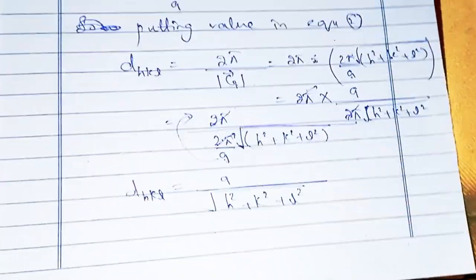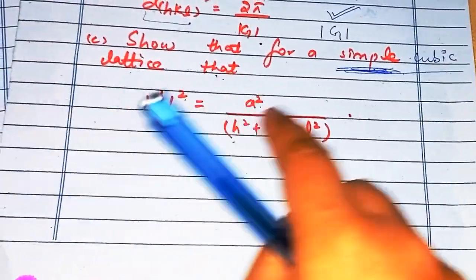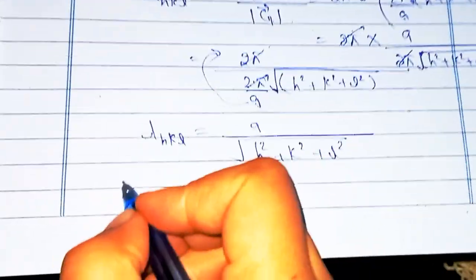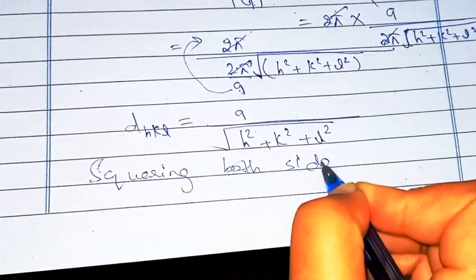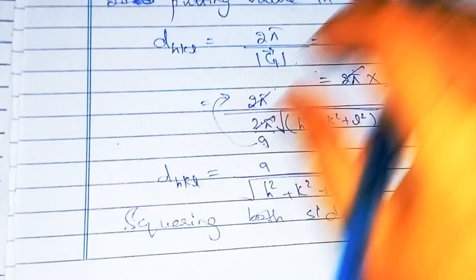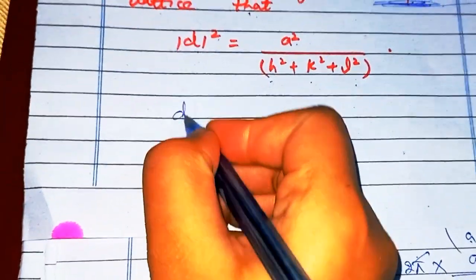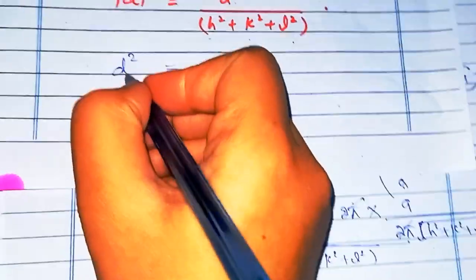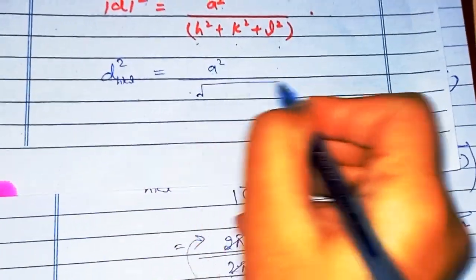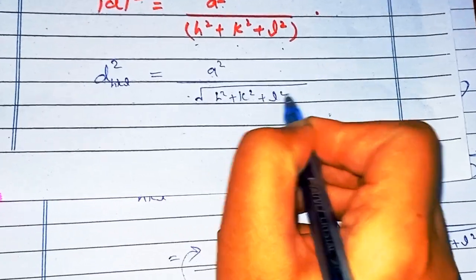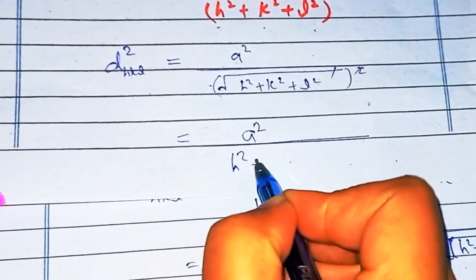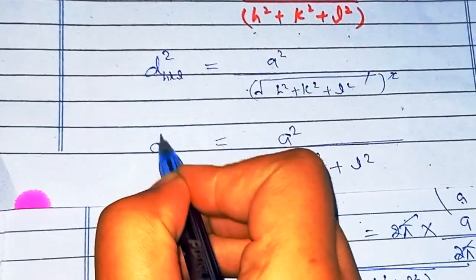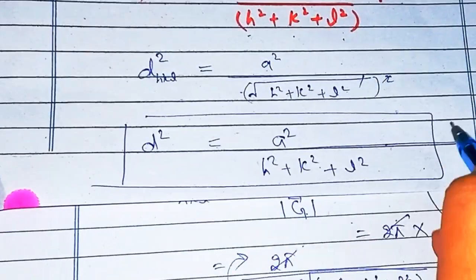Now what we needed is d square, not d only, so we'll take the square on both sides. Squaring both sides, what we get is d square, which equals, you can write hkl in subscript, that's okay, a square over under root h square plus k square plus l square, whole square. So the square and under root cancel out, and we are left with a square divided by h square plus k square plus l square, and that is what we needed to prove, and hence proved.